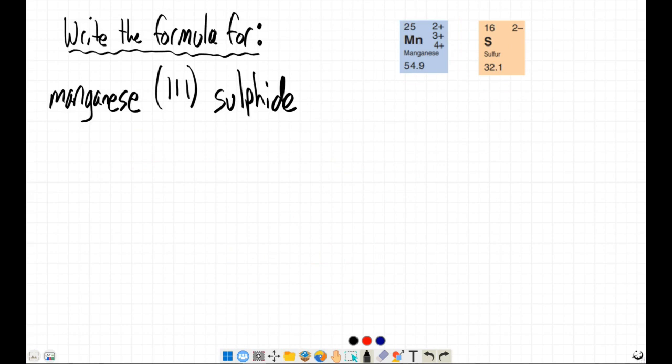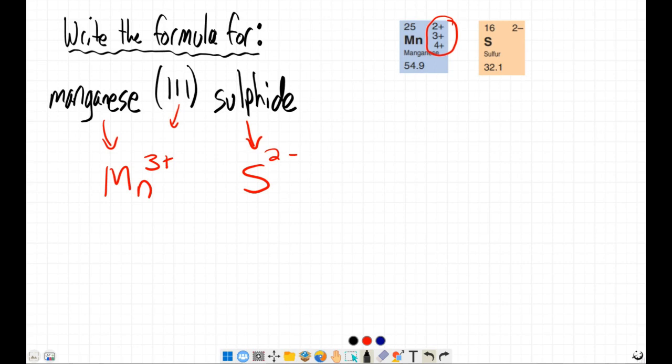In this question, we'll start using the Roman numerals for the multivalent metals, the ones with multiple charges. Here I have manganese, Mn, and sulfide, also known as sulfur, S. The sulfur we know has a 2 minus charge, but the manganese has multiple charges, 2 plus, 3 plus, and 4 plus. The Roman numeral is what will tell us which charge we are supposed to use. The 3 in the center there tells us that we are using the manganese with a 3 plus charge. From here, it's the same as the other questions.